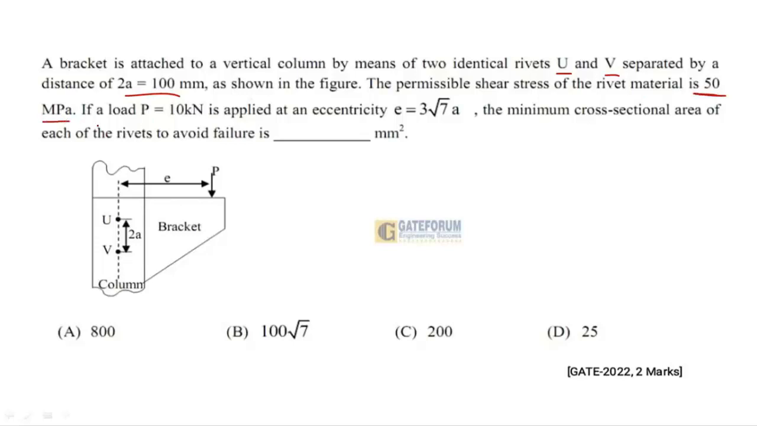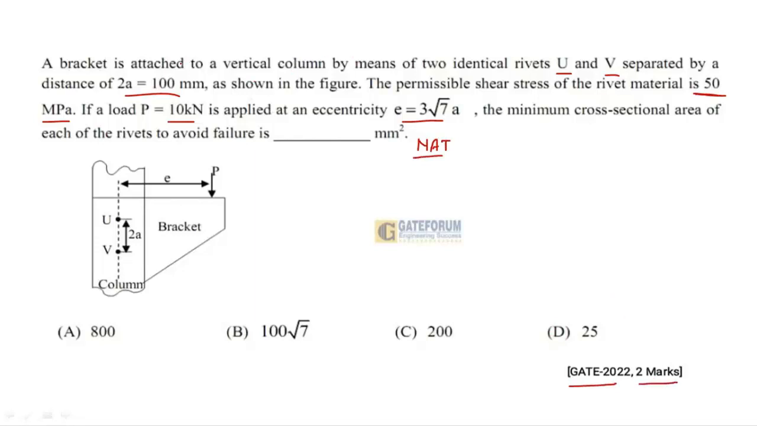50 megapascal. Well, if the load P is equal to 10 kilonewton is applied at an eccentricity equal to 3 root under 7a, the minimum cross-sectional area of each of the rivet to avoid the failure is dot dot dot mm square. So my dear friends, that is the numerical answer type question, NAT question, and that question has been asked in GATE 2022 having weightage of 2 marks.